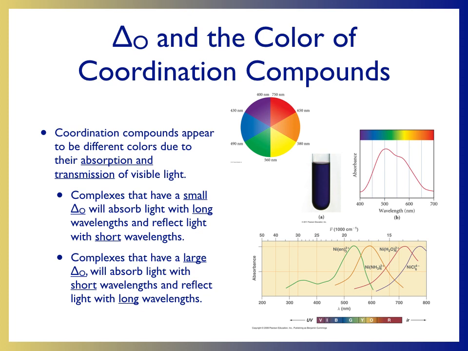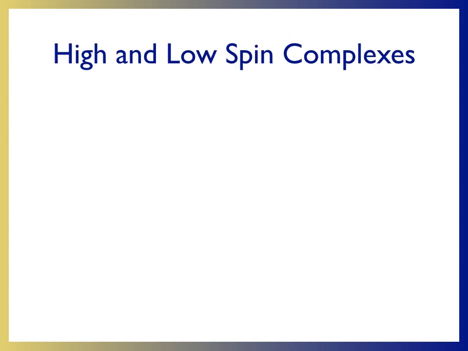So therefore, delta O can affect the color of the complex ions based on the wavelengths of light that are absorbed and transmitted. The other property that is affected by the size of delta O is the number of unpaired electrons observed for the complex ion, giving rise to what we call high and low spin complexes.